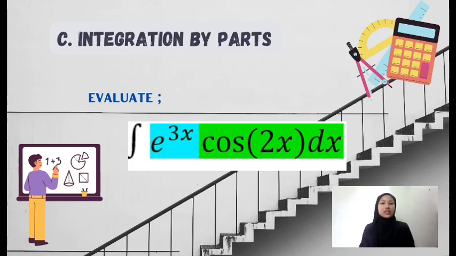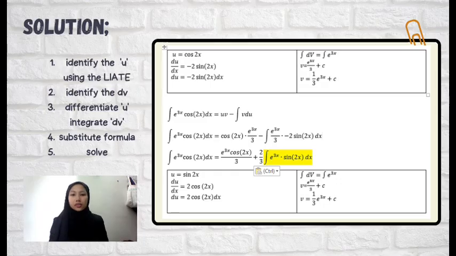Move to the next slide, which is integration by parts. The question is to evaluate the integral of e to the power of 3x cos 2x dx. The solution is, firstly, we need to identify the u using the ILATE rule. Second, identify the dv. Third, differentiate u, integrate dv, substitute into the formula, and solve the problem.